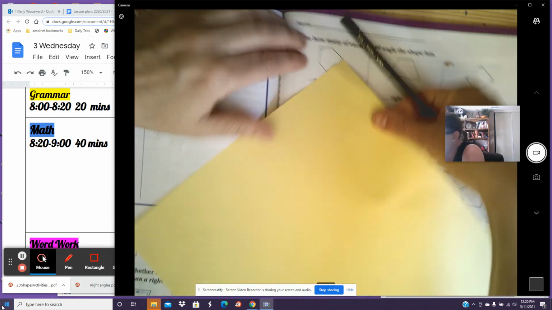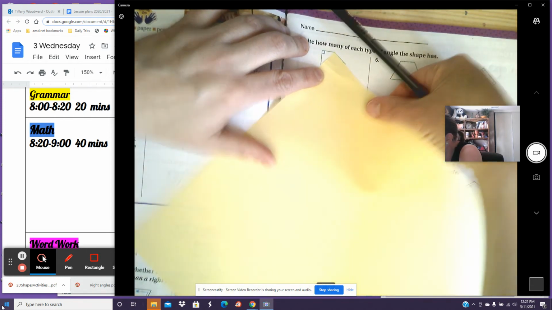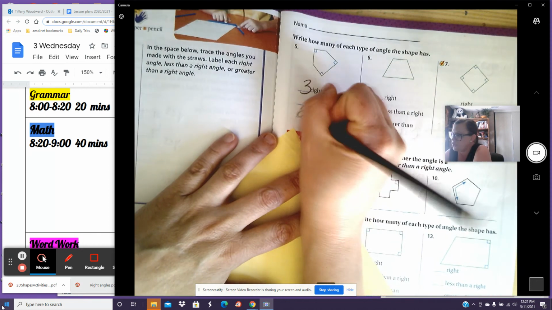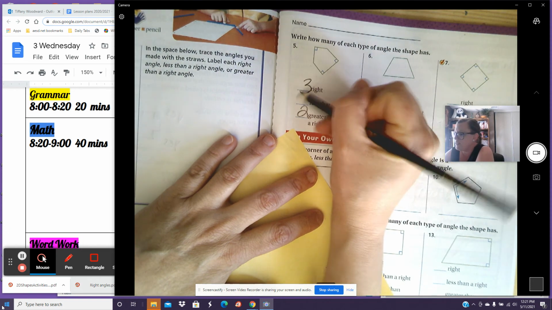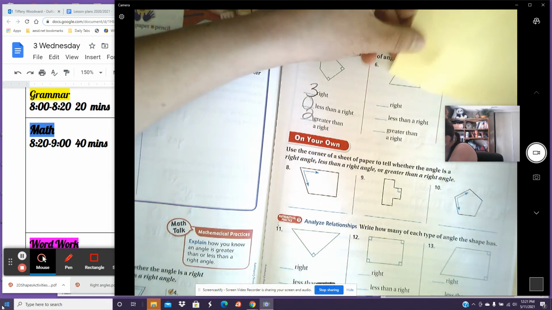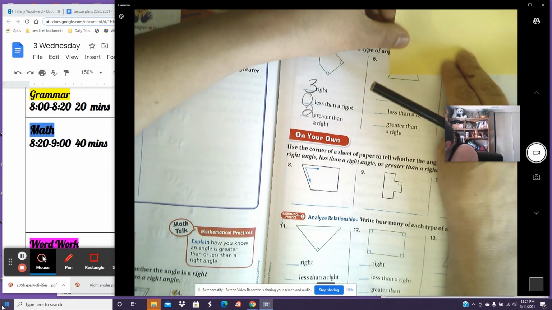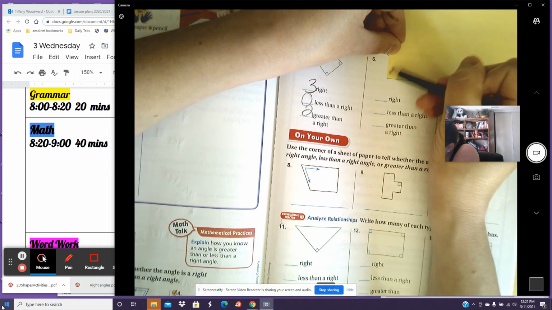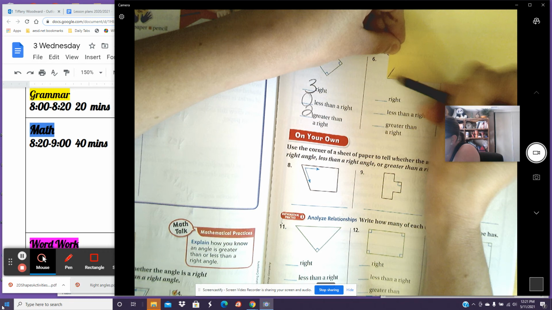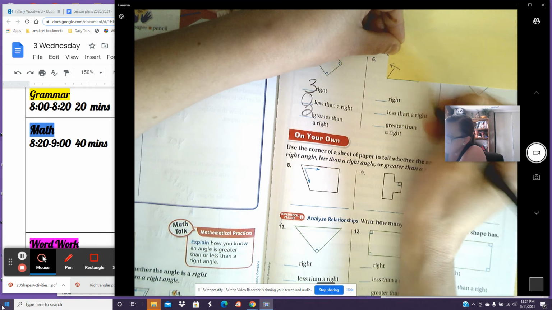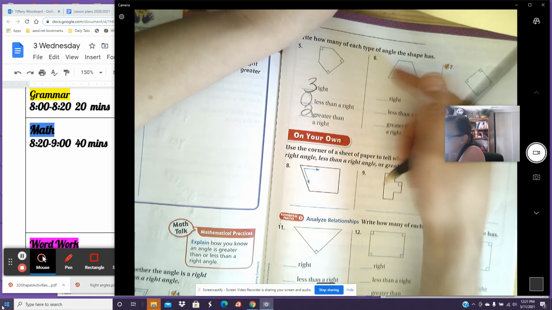Now let's check the other one. It looks like it's exactly the same. Yep, it goes outside of the paper, so it's greater. So there's 2. And that's all the angles, so that's not less than. There's 0. In this one, if I check this corner and I put it right in the corner, you can see that the line is hiding right inside the paper. If it's hiding under the paper, it doesn't go all the way to the end. That means it's smaller than a right angle. So that one is definitely less than a right angle.